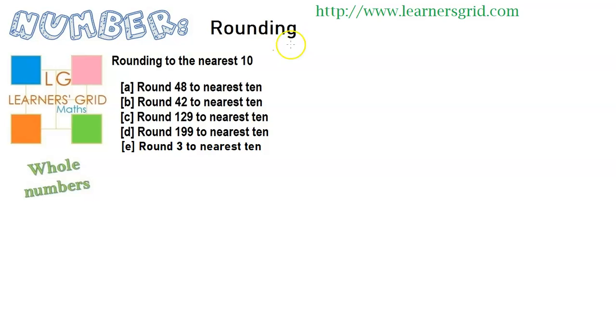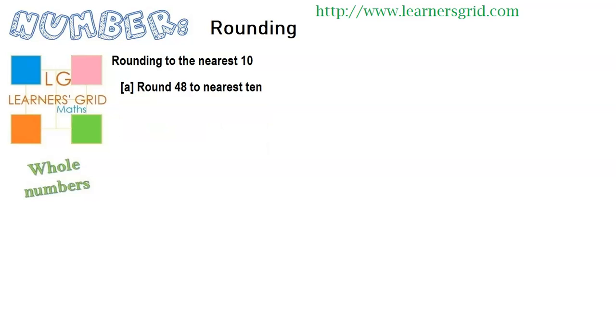So what I'm going to do, there are five questions here, and I'm going to deal with them one at a time. So let's take a look at question A. It's asking us to round 48 to the nearest 10.